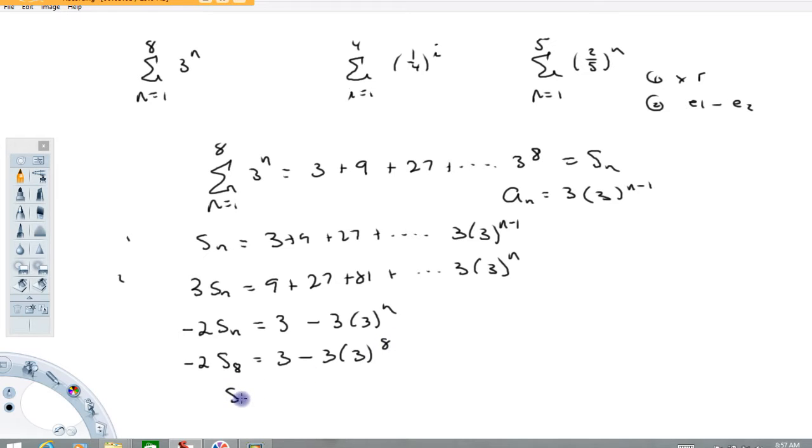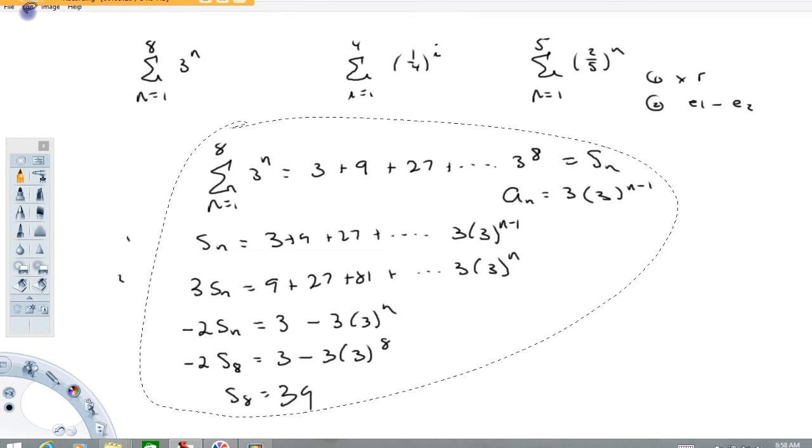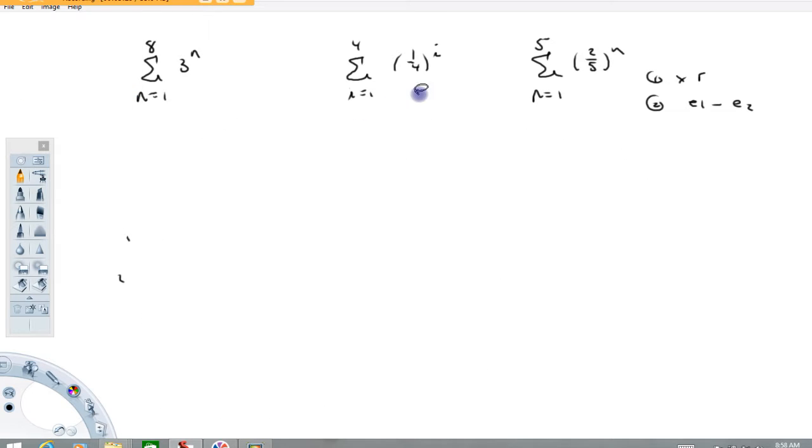And at this point, I just grab a calculator. We're going to take this and divide by negative 2, and see what we get. And I get 9840 out of that. Alright, example 1, done. Let's get rid of this and take a look at this next one.